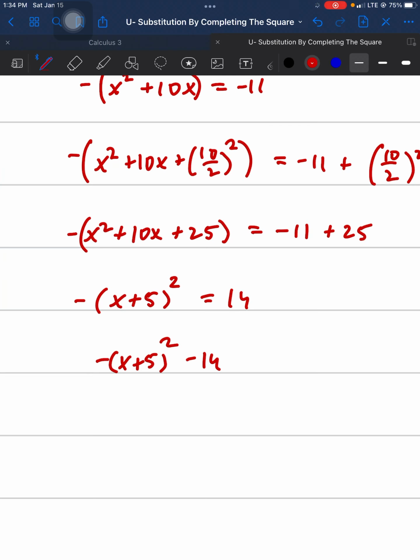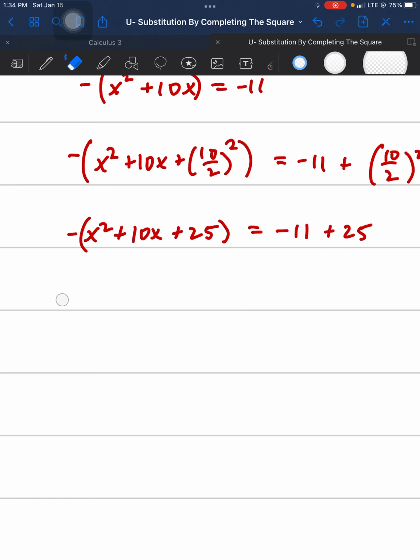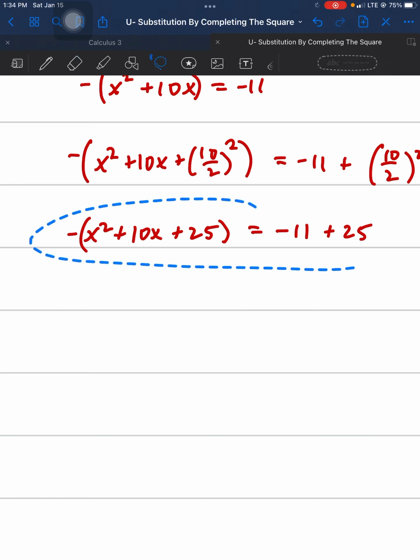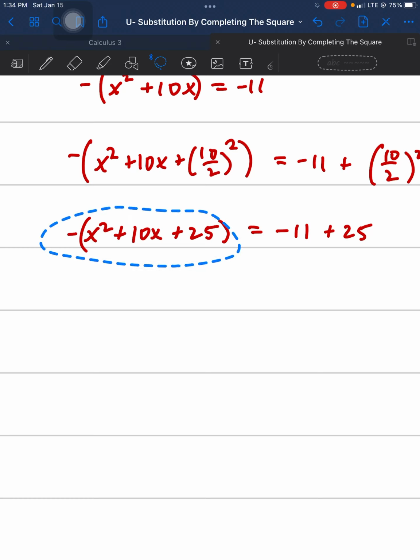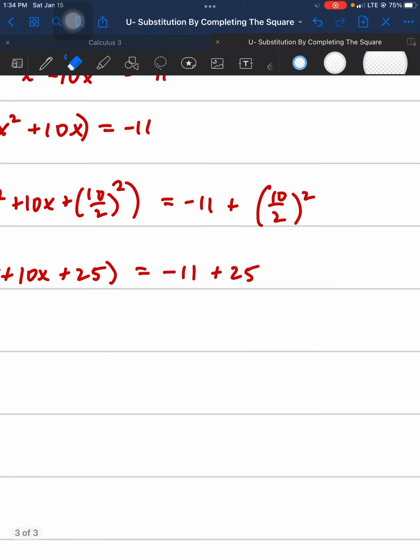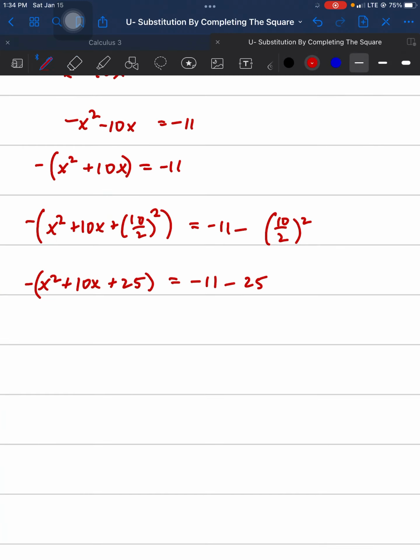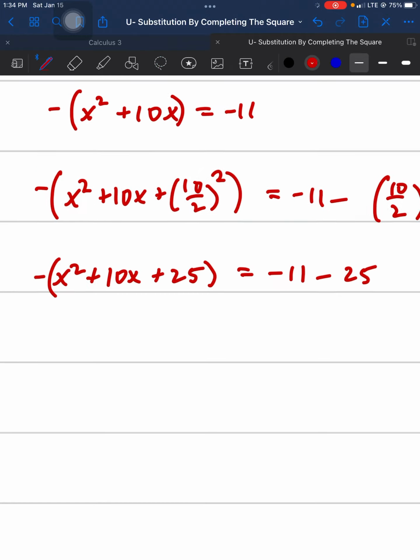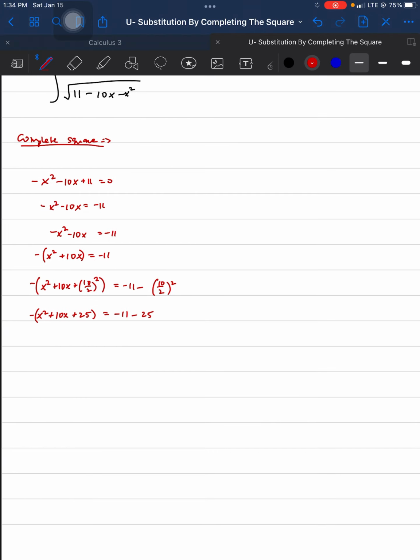So actually, you know what? I think I made a little mistake when calculating the completing the square. When we got up to this part right here, since we pulled out the negative on the left side, we wouldn't be adding the 25. We would instead be subtracting the 25. Since we pulled out the negative on this right side, but we didn't pull out the negative from the negative 11, we need to actually subtract 25. So that was a little mistake I made.